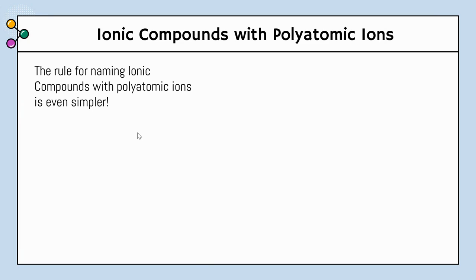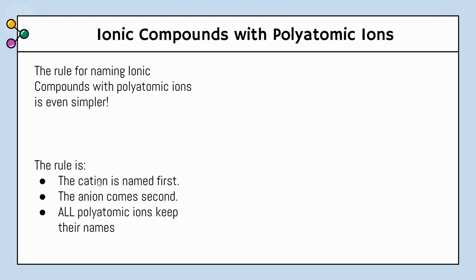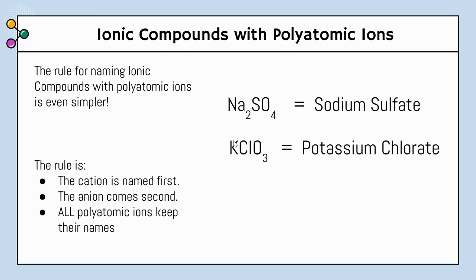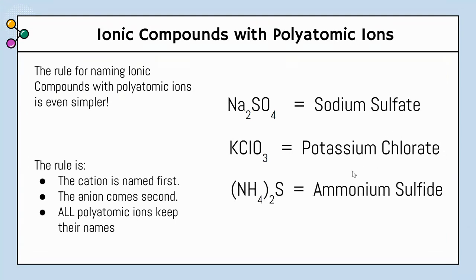So ionic compounds, when we name these with polyatomic ions, the rule is actually even simpler. The rule is the cation comes first, the anion comes second, and any polyatomic ion keeps its name. So for instance, Na, sodium, and SO4, sulfate, instead of becoming sodium sulfide, it's just sodium sulfate. K, our cation, is potassium, and it stays as potassium. ClO3 is our anion, and it just stays as chlorate. We don't have to change the ending.